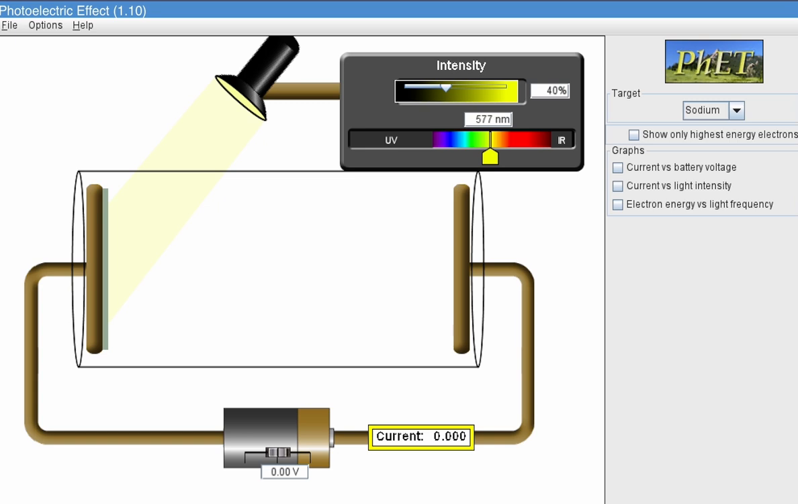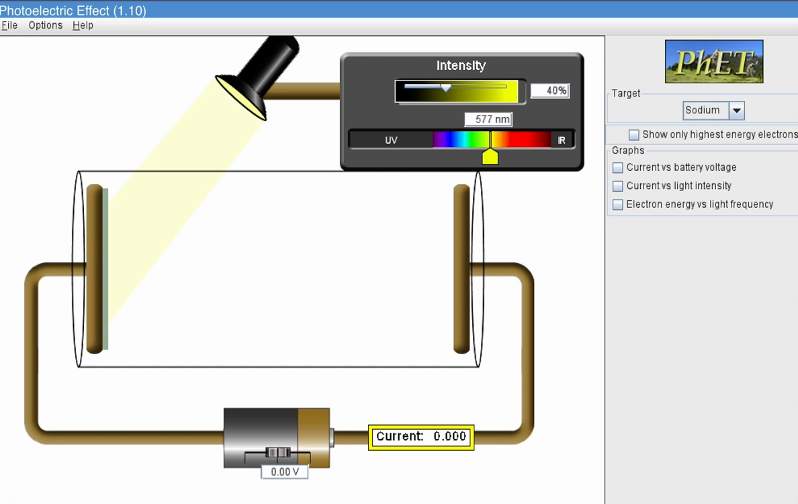So what was my independent variable? What did I change? It is the frequency of light. What was my dependent variable? It is the emission of photoelectrons. What was my control? It was my intensity and my work function.